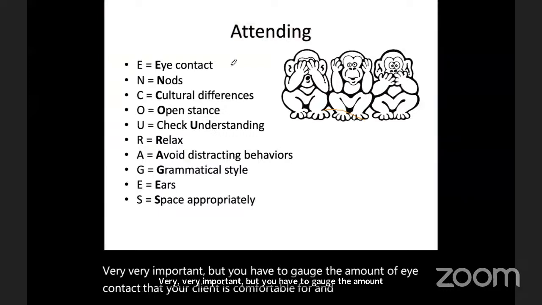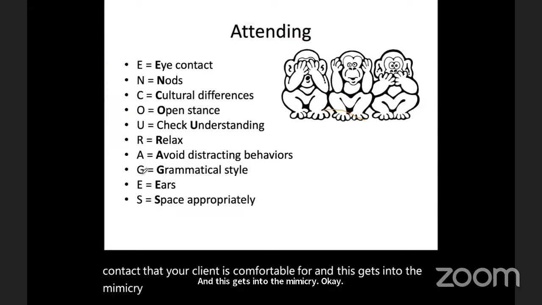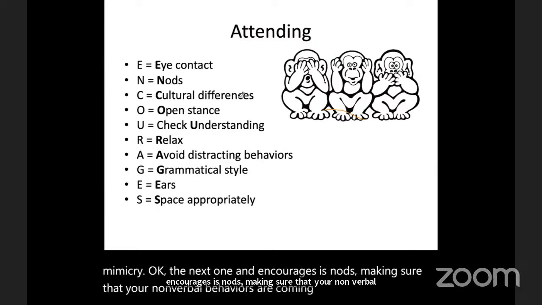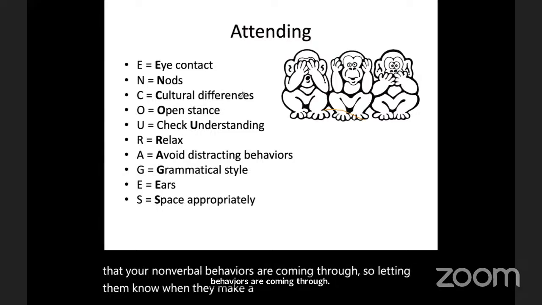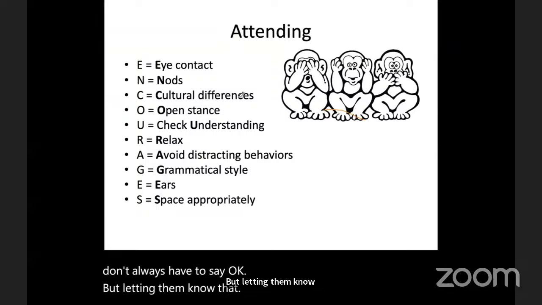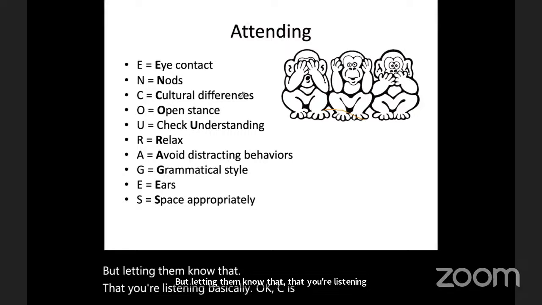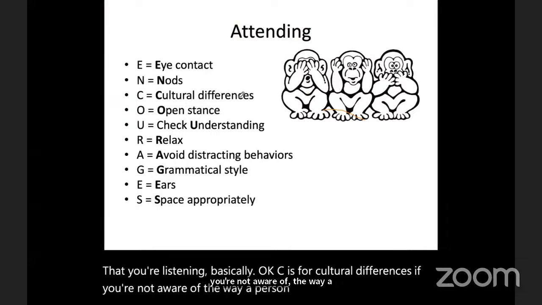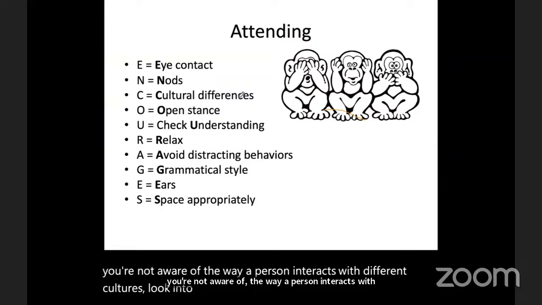And this gets into the mimicry, okay? The next one it encourages is nods, making sure that your non-verbal behaviors are coming through. So letting them know when they make a statement that you're listening. You don't always have to say, uh-huh, oh, okay, but letting them know that you're listening, basically. Okay. C is for cultural differences. If you're not aware of the way a person interacts with different cultures, look into it. Like the example I gave with religion on Tuesday.